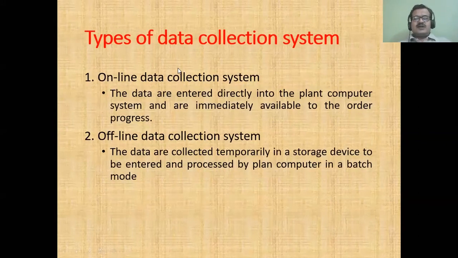Now, types of data collection system. One is the online data collection system. The data are entered directly into the plant computer system and are immediately available to the order progress people. So they will immediately see that. Offline data collection system is what?